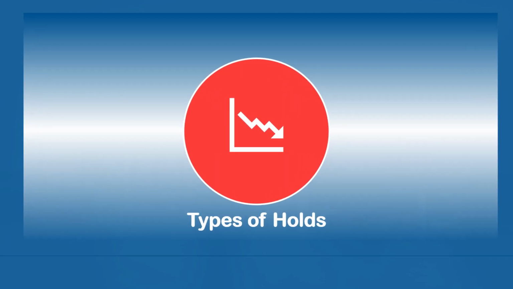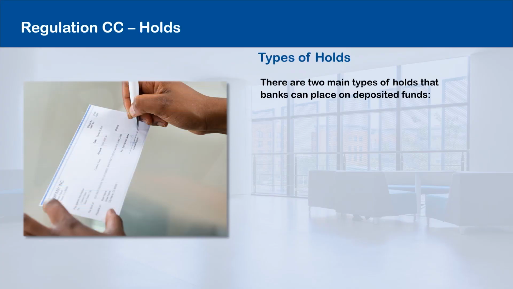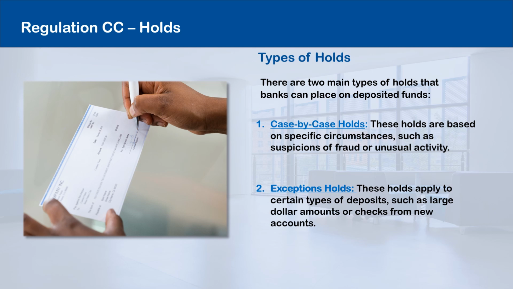Now we're going to discuss the different types of Regulation CC holds. There are two main types of holds that banks can place on deposited funds. The first one is case-by-case holds. These holds are based on specific circumstances such as suspicions of fraud or unusual activity. The other is exceptions holds. These holds apply to certain types of deposits such as large dollar amounts or checks from new accounts.